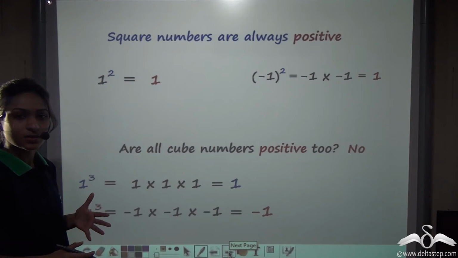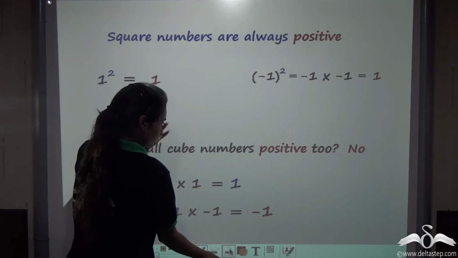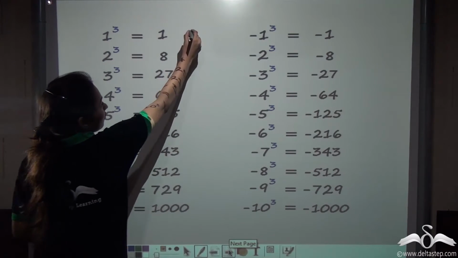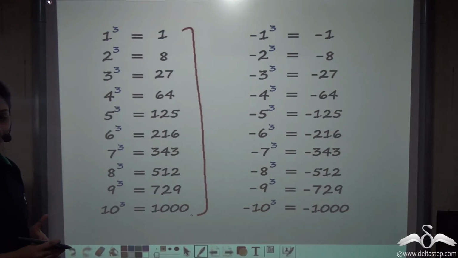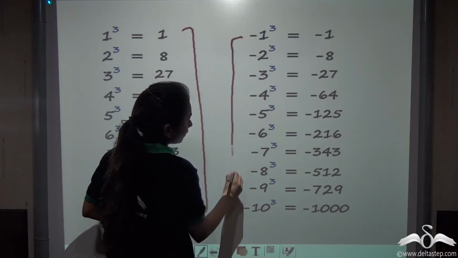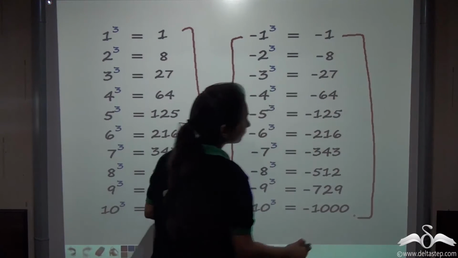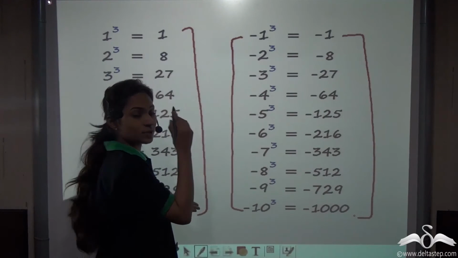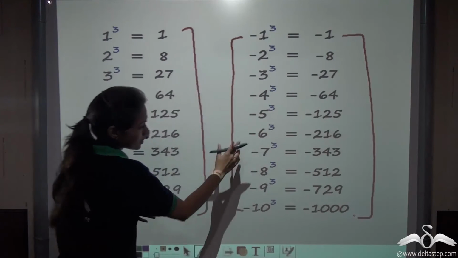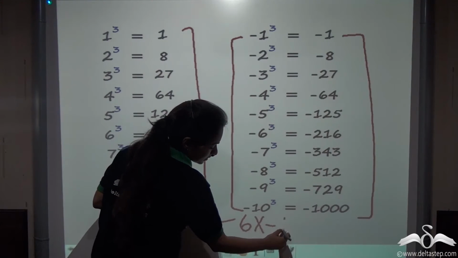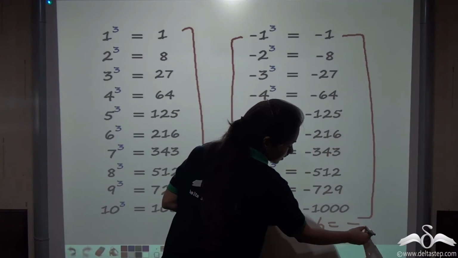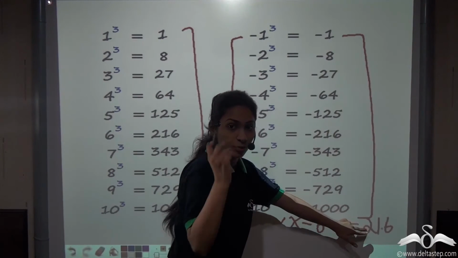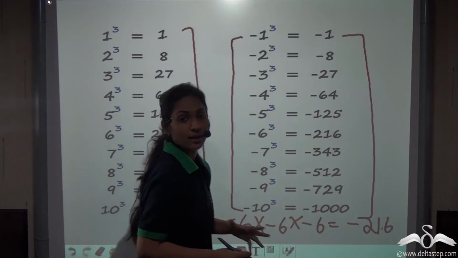Let us see other numbers as well so as to confirm this. Well, see, all the positive numbers have positive cubes. We can see that. And all the negative numbers have negative cubes. How did we get this? Same. How did we get minus 1 into minus 1 into minus 1? That was minus 1 cube. Similarly, take any other number. Say minus 6 into minus 6 into minus 6 gives us minus 216. Well, the value remains the same, that is 216, the numeric value, but the sign changes, making it a negative number.